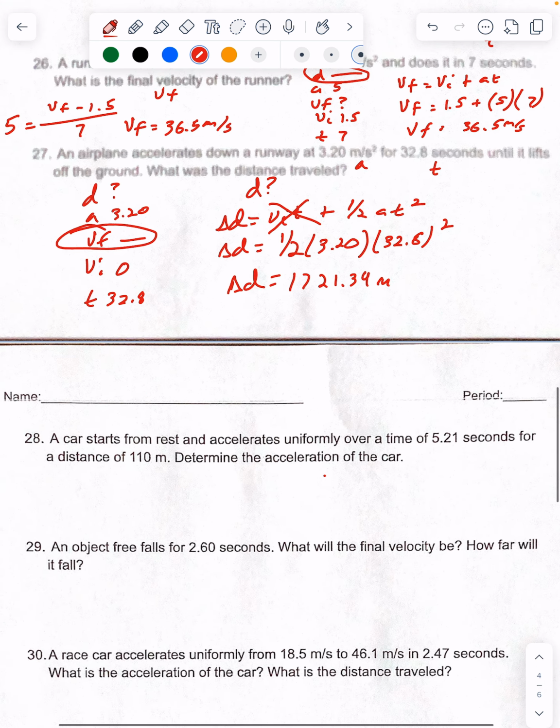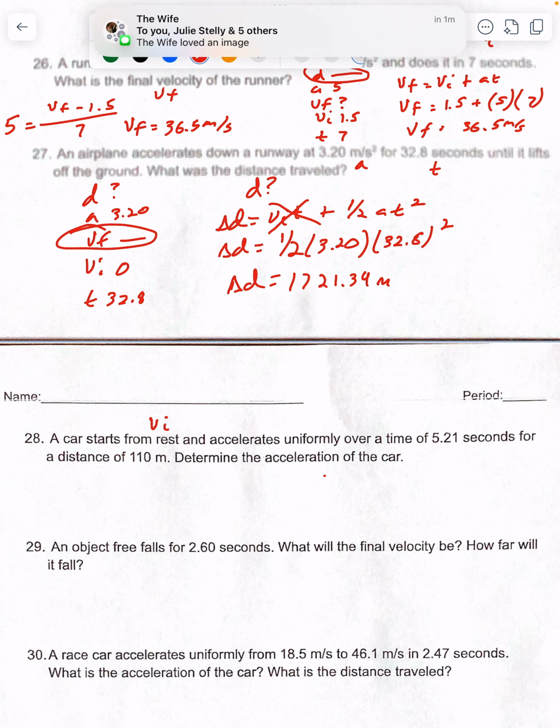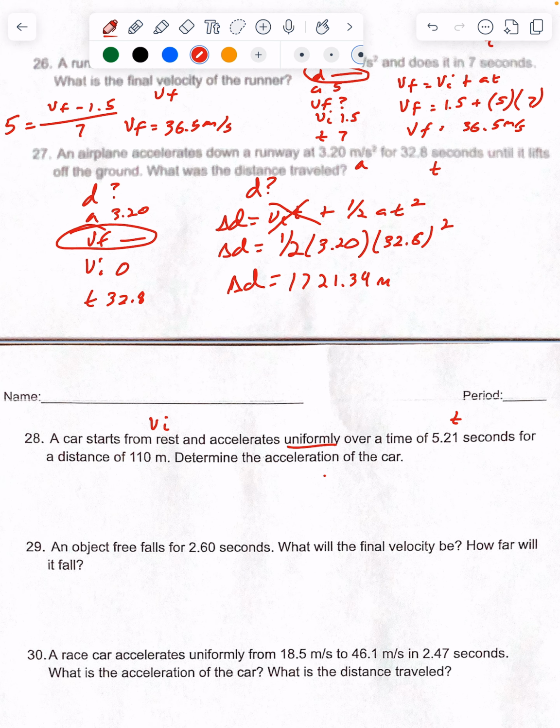The car starts from rest, so there goes VI right there. Accelerates uniformly. Don't get hung up on this. Uniformly just means it's not changing. Okay, so if you wear a uniform at private school, everybody looks the same. So it just means it's not changing. If it was changing, this problem would be a lot harder. Over a time of 5.21 seconds, that's your time. For a distance of 110 meters, that's D. Determine the acceleration of the car, that's your question mark.